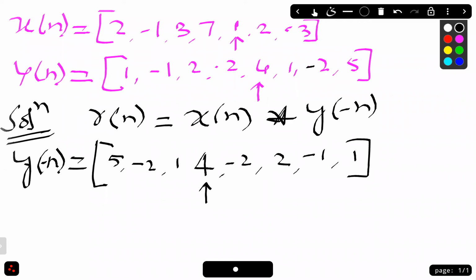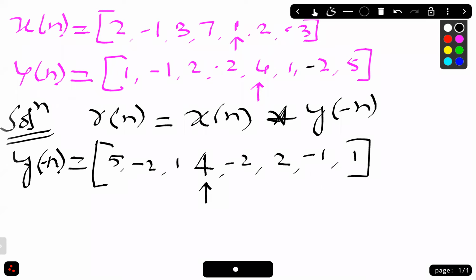Any doubt here? Anybody has a question about how to write y of minus n? Hello? Hope you are understanding this. Yes, sir. Okay.